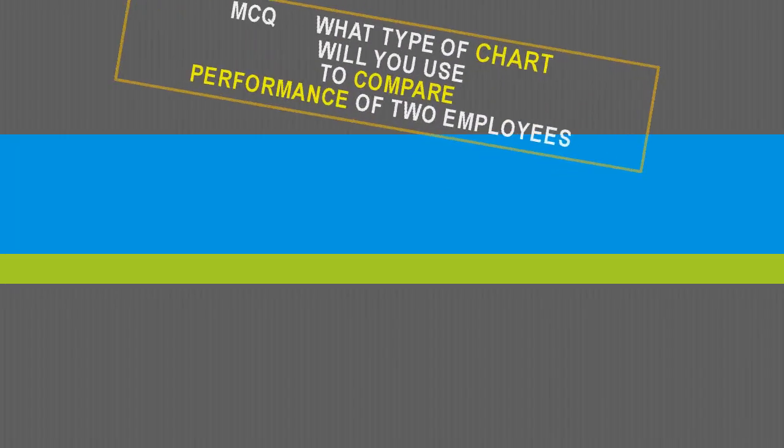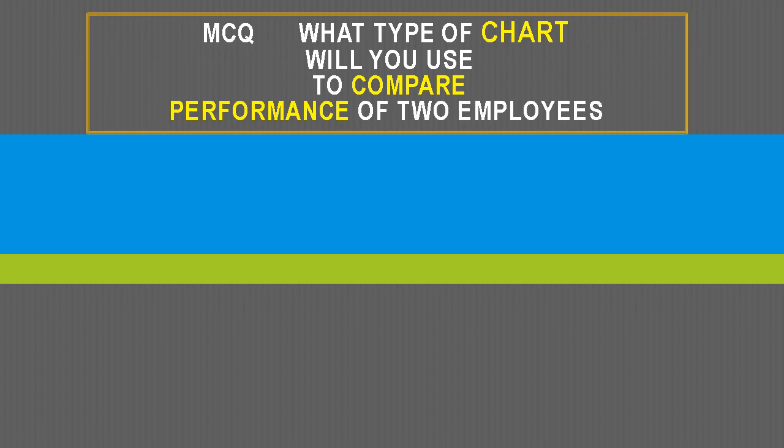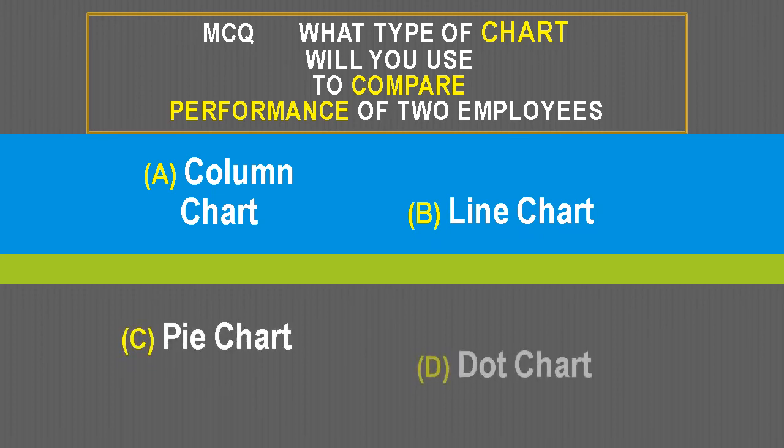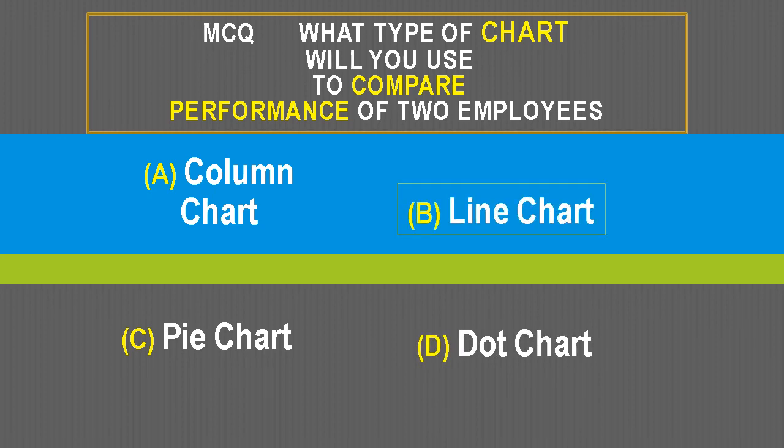MCQ for online test. Bar chart. What type of chart will you use to compare the performance of two employees? A. Column chart. B. Line chart. C. Pie chart. D. Dot chart. The right answer is B. Line chart.